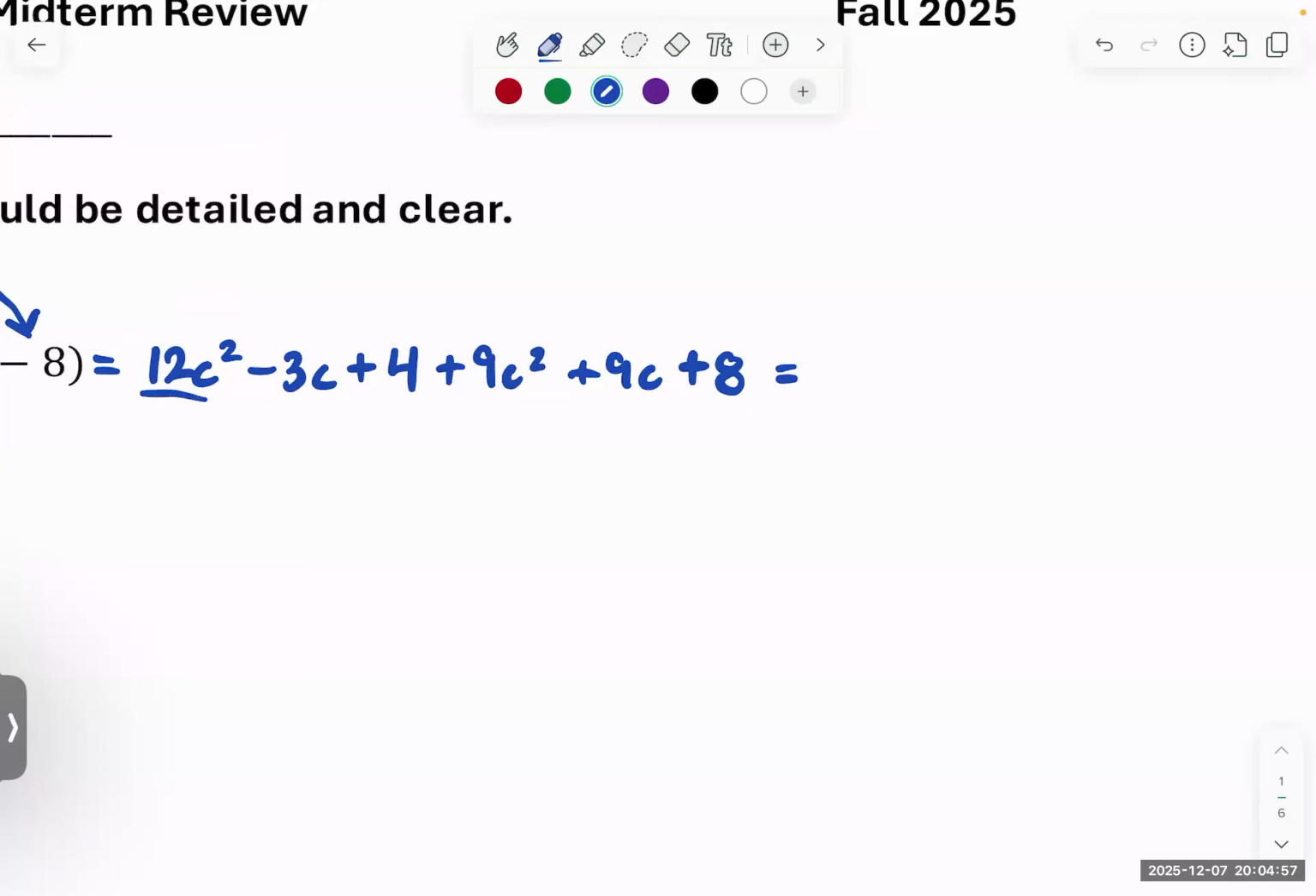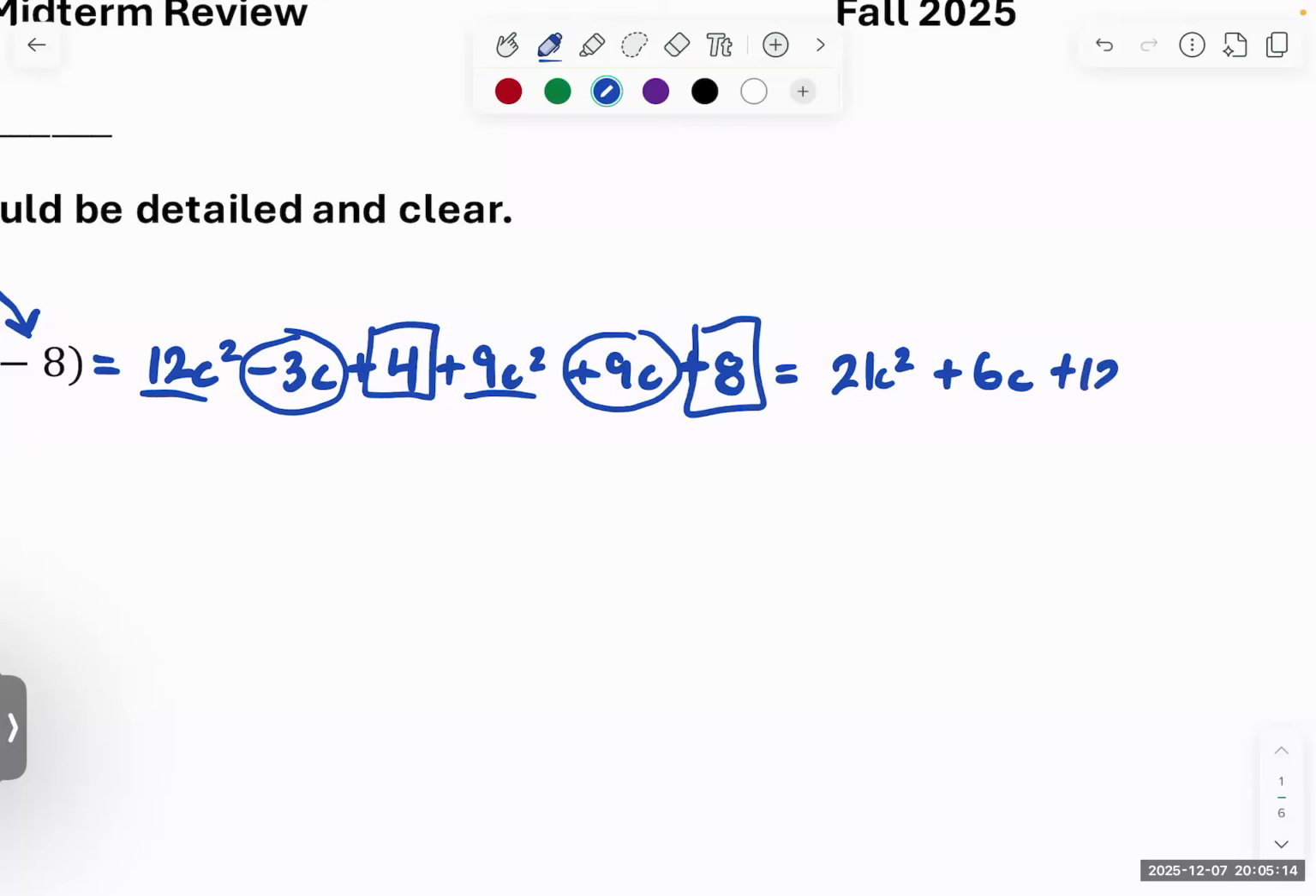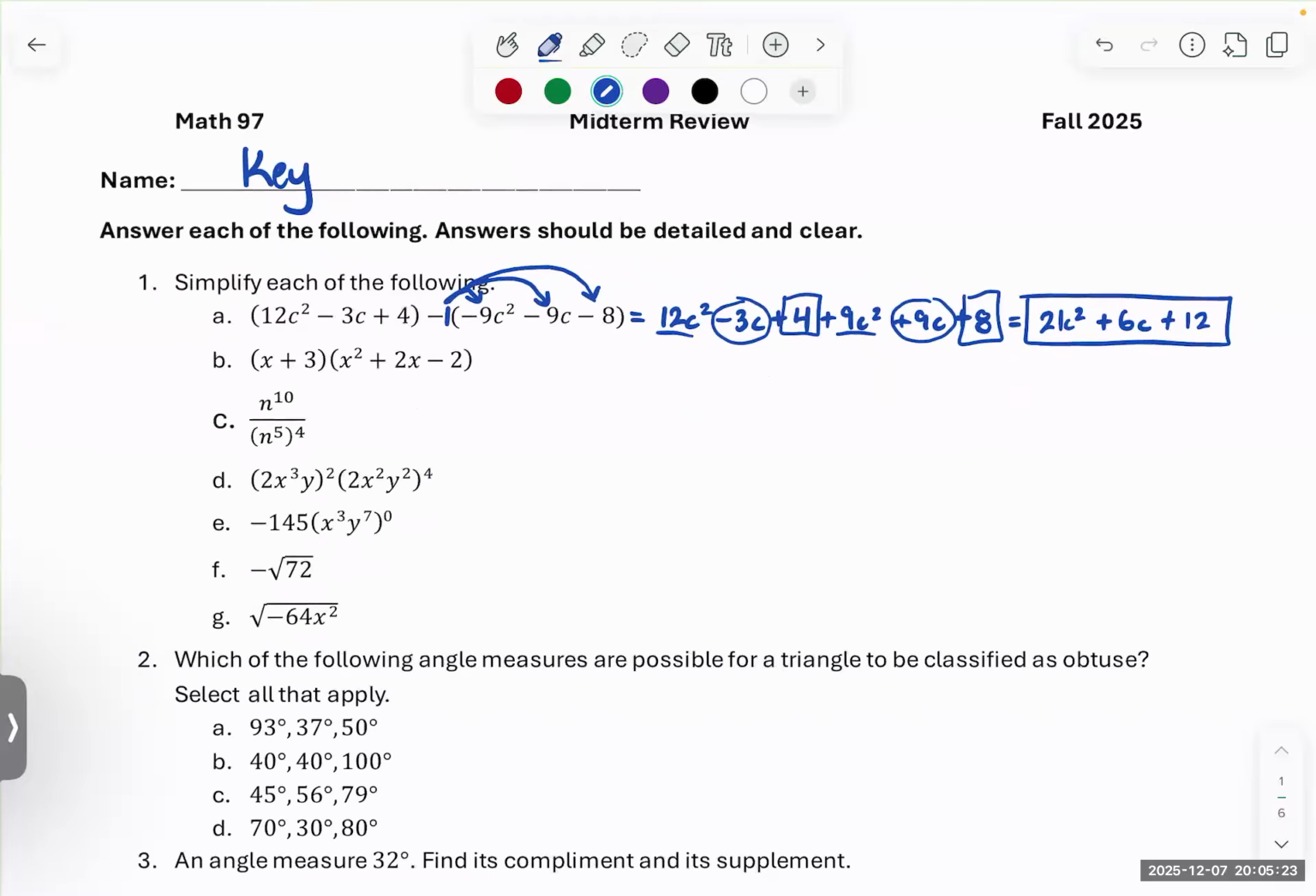So these are like terms. 12 plus 9 is 21c squared. Negative c plus 9c is plus 6c. And 4 plus 8 is 12. And no, you don't need to simplify this any further. You don't need to factor anything. All it asks you to do is just subtract them.